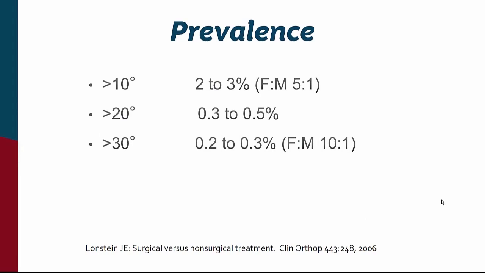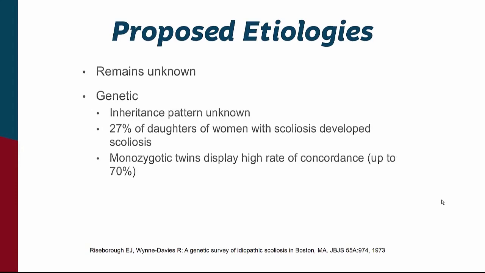About 2 to 3% of children will have idiopathic scoliosis with a slightly female preponderance. The number of curves that progress beyond 30 degrees is much smaller. Only 0.2 to 0.3% of children have curves of that magnitude, and predominantly female as well. The etiology remains unclear, although there's a strong genetic link. About 27% of daughters in some studies of women with scoliosis also develop scoliosis, and then there's a much higher association among twins, but the exact genes have not been identified.